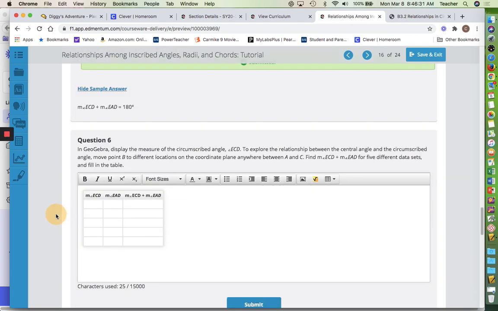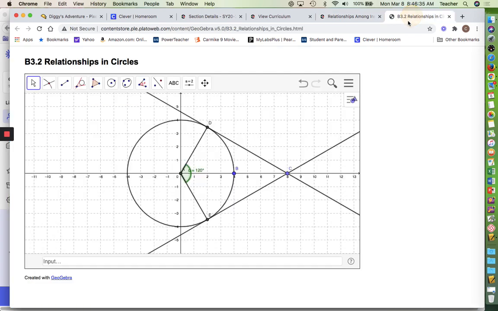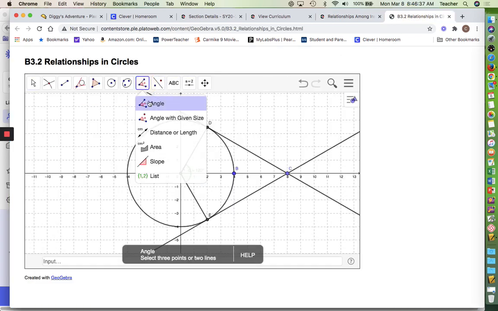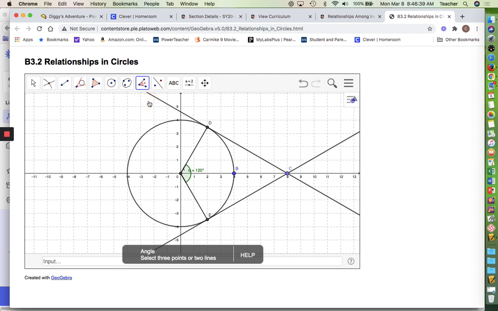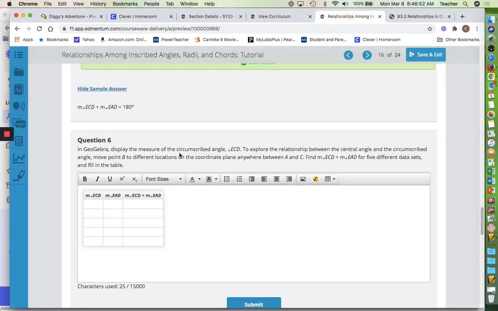All right, in GeoGebra, display the measure of the circumscribed angle ECD. So they want me to find that angle and show it. I'm going to come over here to angle. And remember, you got to go in a right circular motion. That means you click on D, then C, then E. Let me move that so you guys can see it. So it's a 60, and 120 plus 60 is 180. I have a feeling they're going to make me manipulate and show that it's 180 every single time, with different locations of C. Yeah, that's what they're going to do.